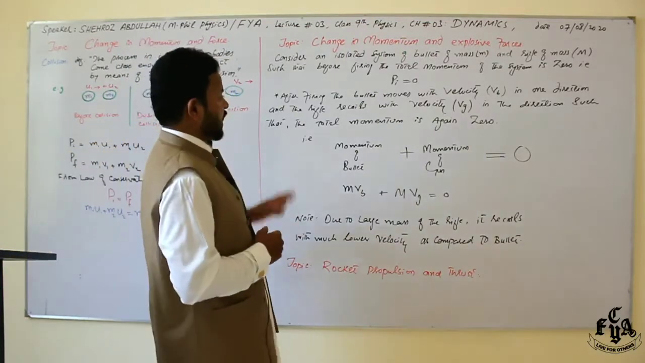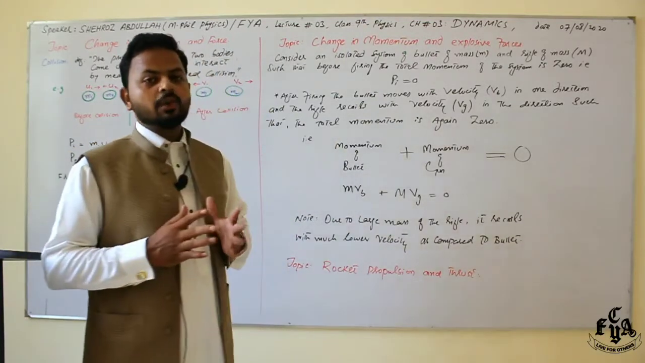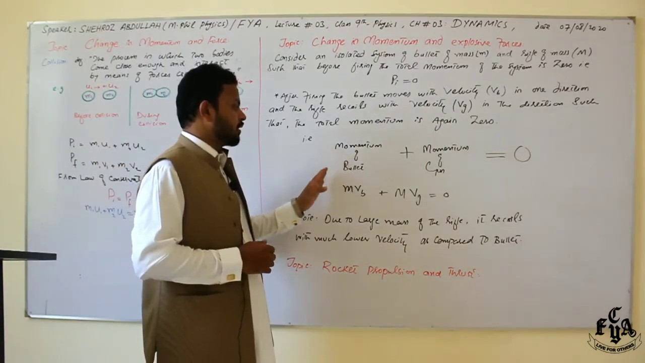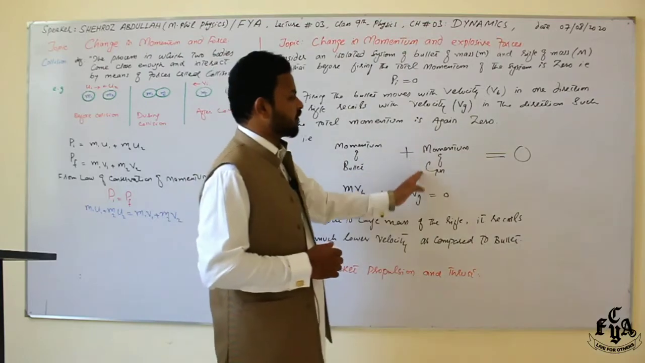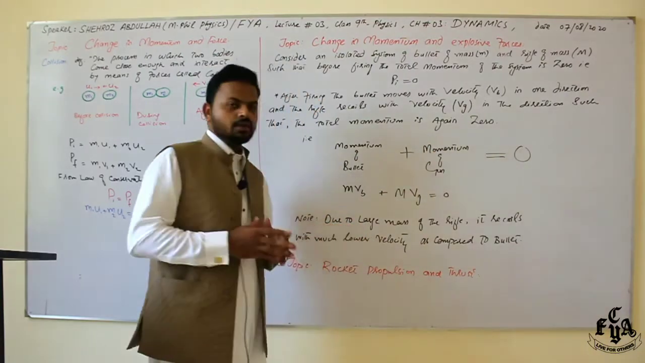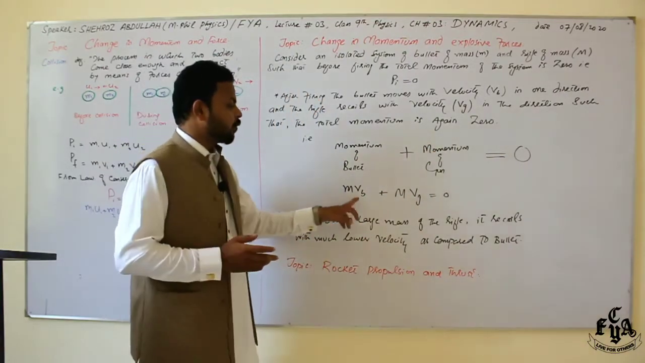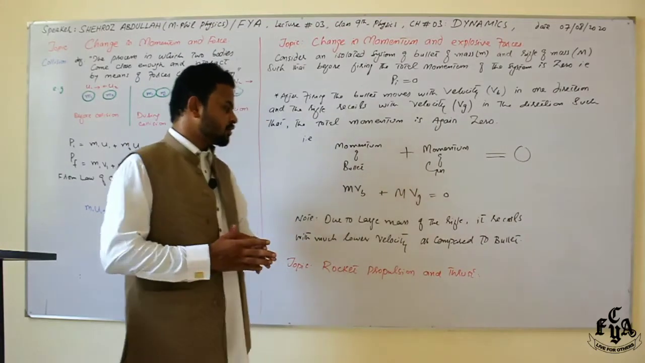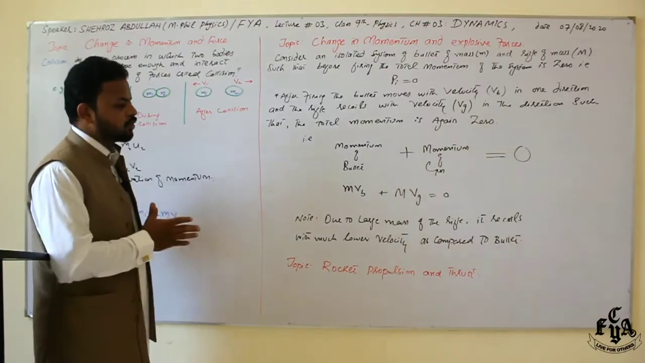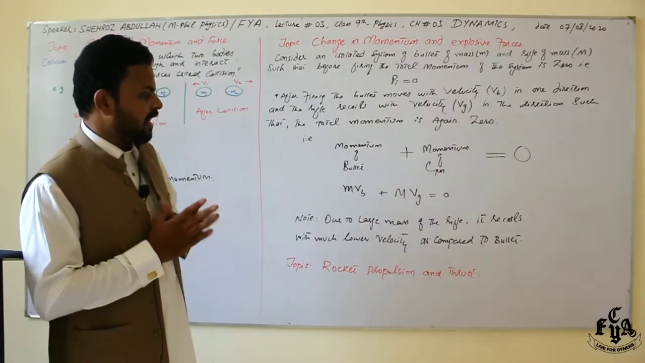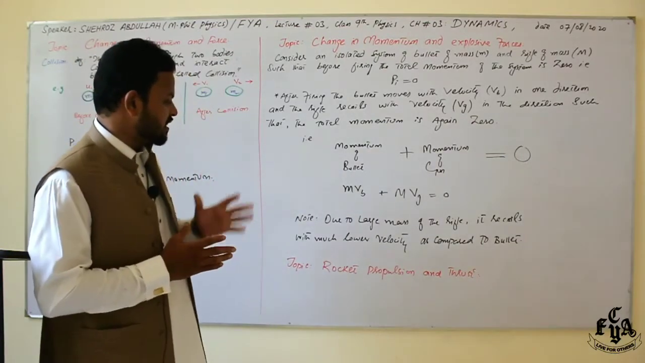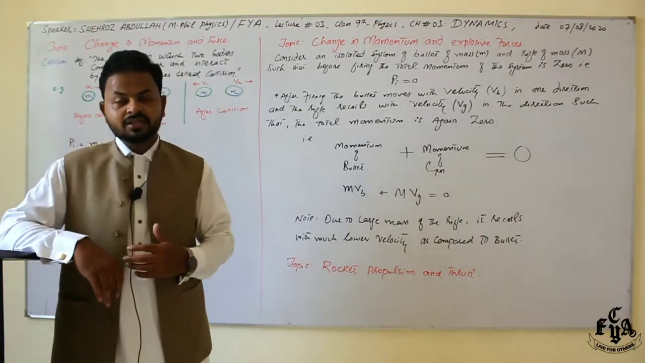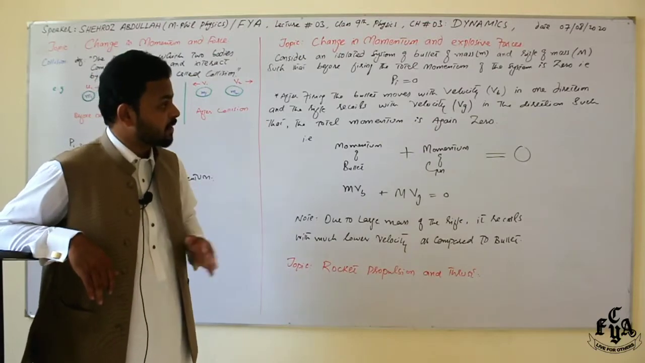As the total momentum in this process is again 0, the momentum of the bullet plus the momentum of the gun will be equal to 0. So the momentum of the bullet, m vb, plus the momentum of the gun, capital M vg, is equal to 0. Do remember one thing: due to the large mass of the rifle, it recoils with a much lower velocity compared to the bullet. So this was all about change in momentum and explosive forces.